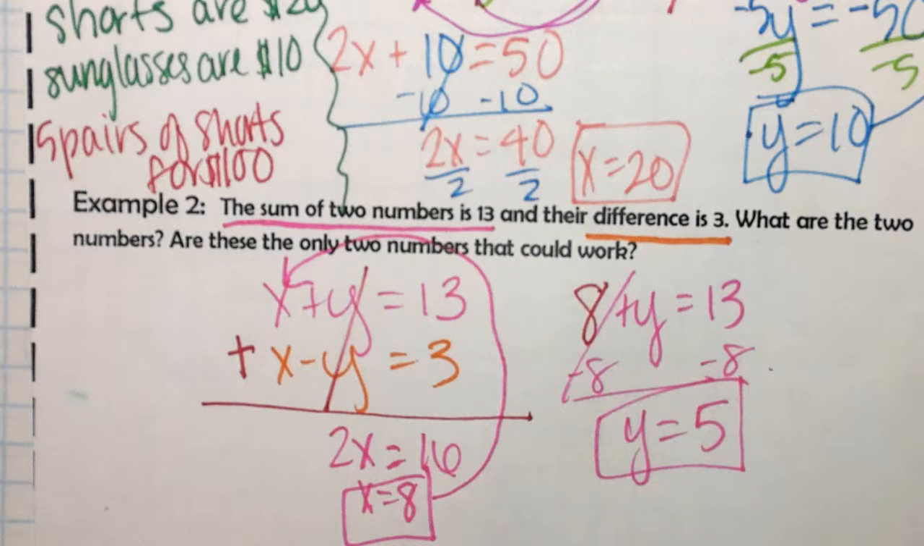Now, this problem asks us one thing at the end. It says, what are the two numbers? Well, 8 and 5, we got that. Are these the only two numbers that could work?